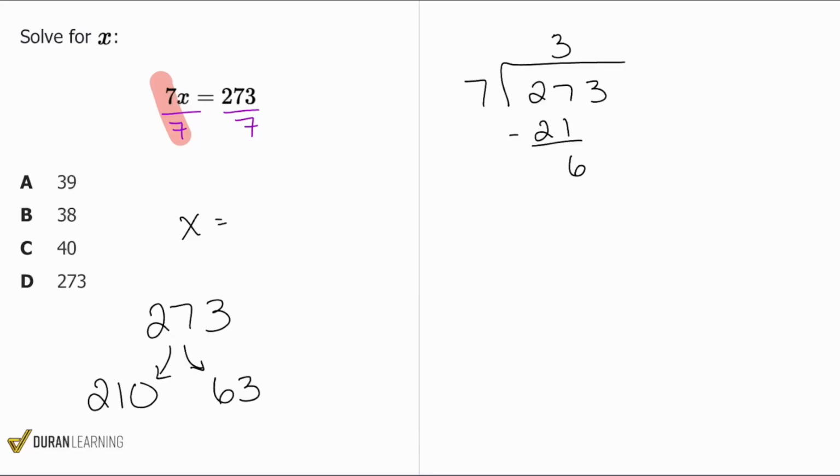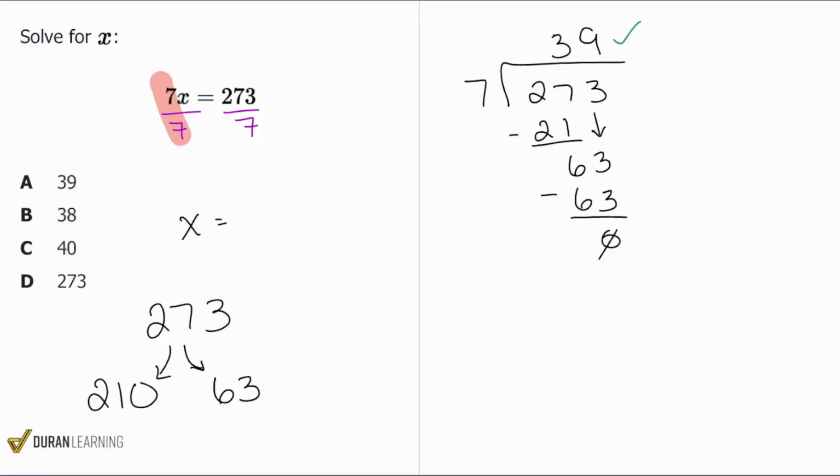Now from here, we're going to drop down that 3, and then we ask ourselves, how many times does 7 go into 63? And that's going to be 9. So we'll write that down right over there, minus 63, and there's no remainder. So boom, we have our answer. The answer is 39. We're good, but I want to make sure you understand how this mental math works.